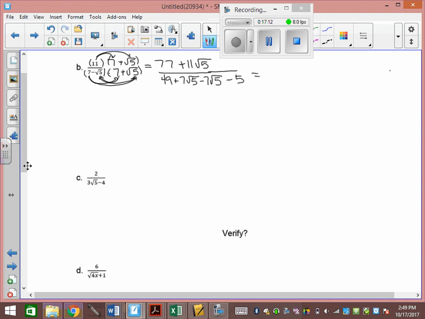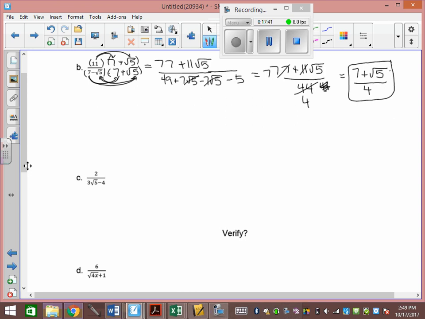So I'm going to get 77 plus 11 root 5 over 49 minus 5, which is 44. And then I can take an 11 out of here, so 4. 11 out of here, so 1, and 11 out of here, so 7. So we're left with 7 plus root 5 over 4. Or you could have 7 plus 1 root 5 over 4. It's the same thing.